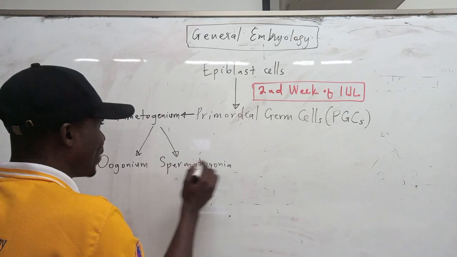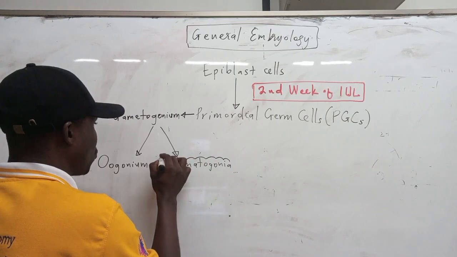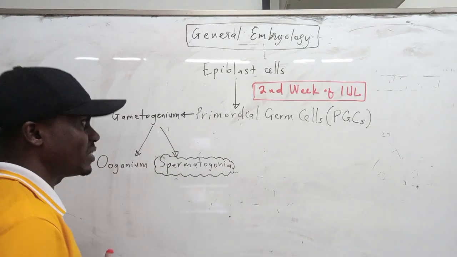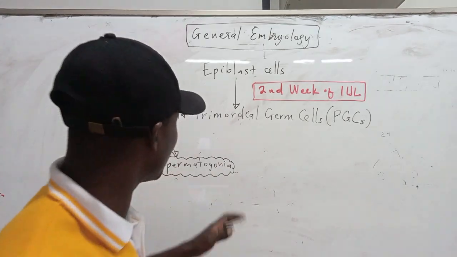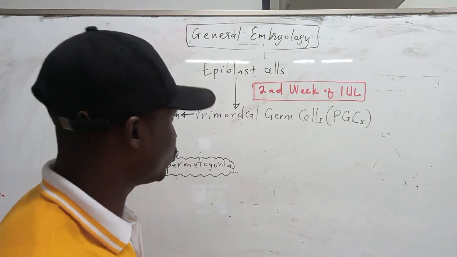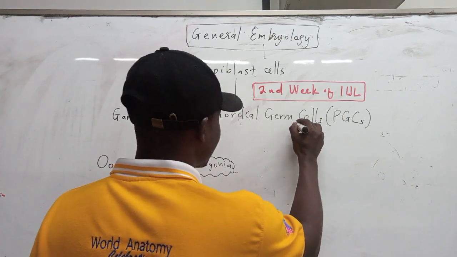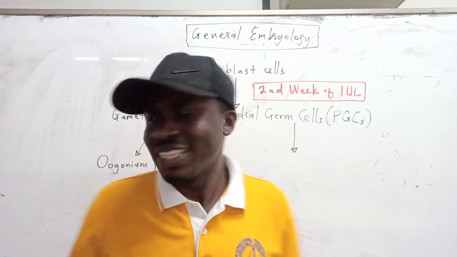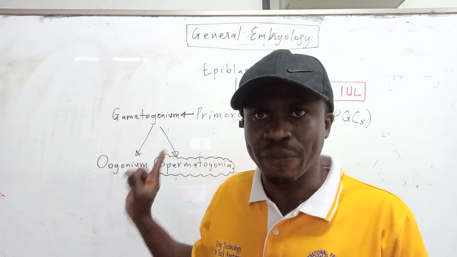So my friends, keep an eye on this guy, the spermatogonia. That's what we are going to deal with today. It becomes a stem cell for these important things we want to see. So for now, that's what I want you to be aware of. In any case, this process will be halted for now.